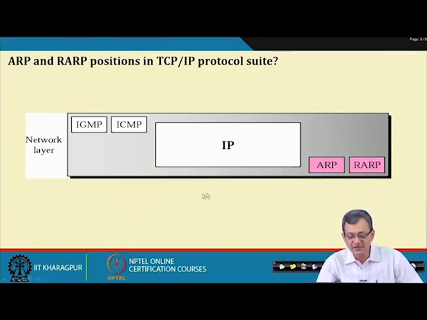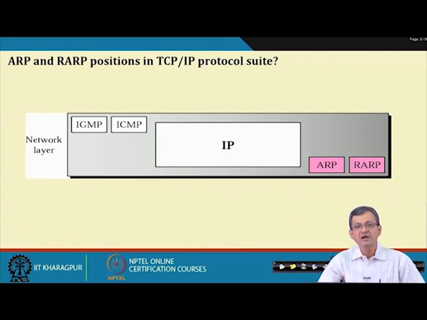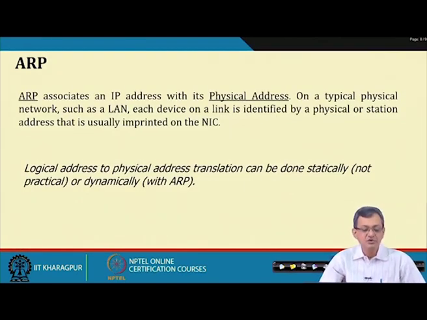So, in some of the literature you will find that it is a protocol which is in between IP and the down layer, the data link layer. So, this is the in between. Nevertheless, it resolves IP to physical and physical to IP, the reverse. So, ARP associates an IP with its physical address. On a typical physical network such as a LAN, each device on a link is identified by the physical or station address or network address that is usually imprinted on the NIC, right. As we are discussing, the NIC is the network interface card which comes with the hardware address, and ARP helps us in associating the IP address with the physical address, or the MAC address, hardware address, network address, whatever we call it, or NIC imprinted address or NIC address.